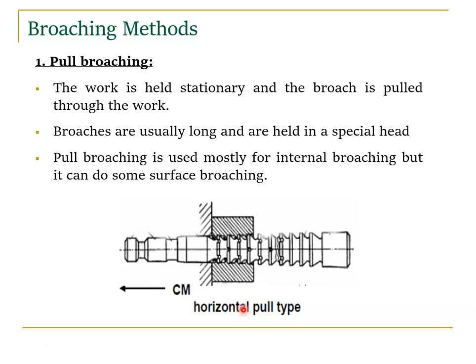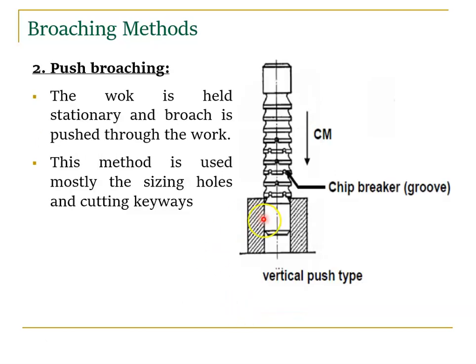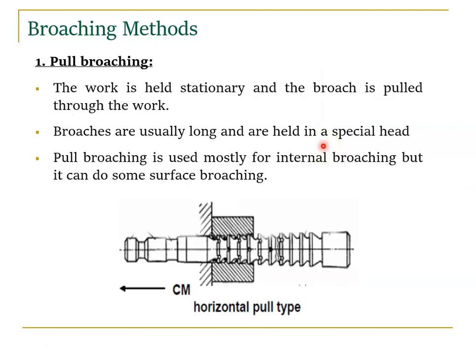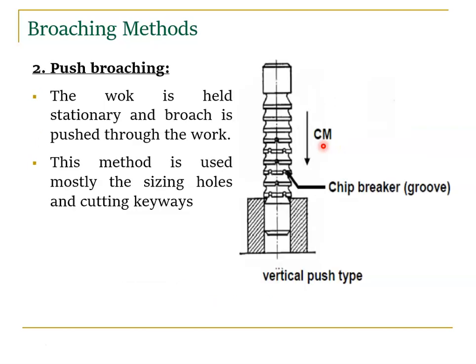Next is push broaching. This is exactly the opposite. Again the work is stationary, but the broach is pushed through the work. There we pull, here we push. Generally it is vertical, while the other is horizontal broaching. This method is used mostly for sizing holes and cutting keyways. CM stands for cutting motion. It's a vertical push type, and this is the horizontal pull type. Whether the tool is pushed or pulled, that is the broaching method.